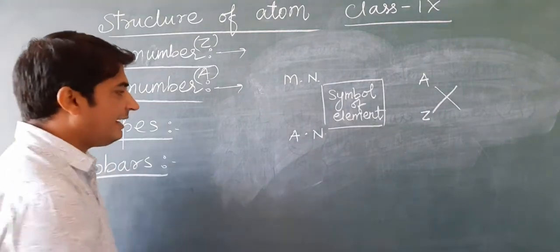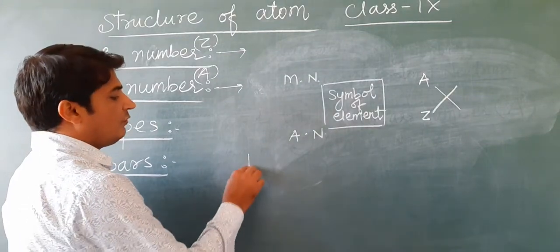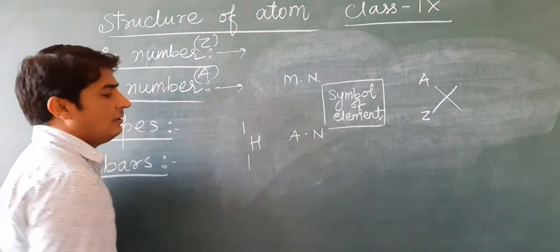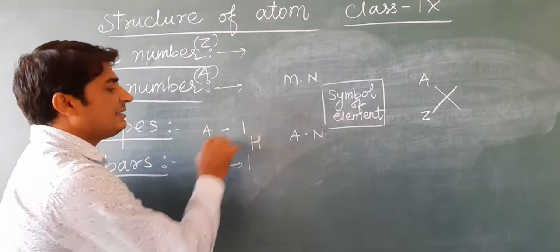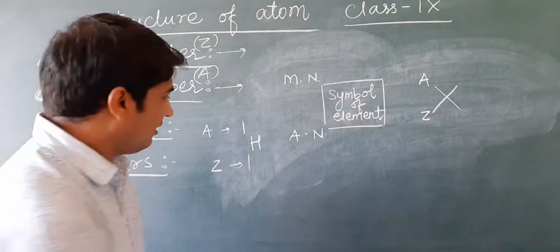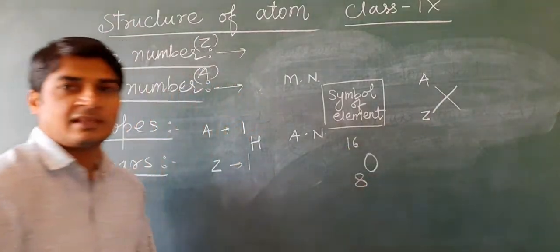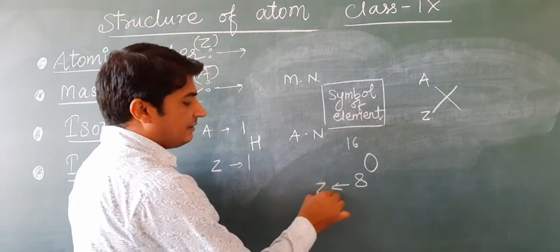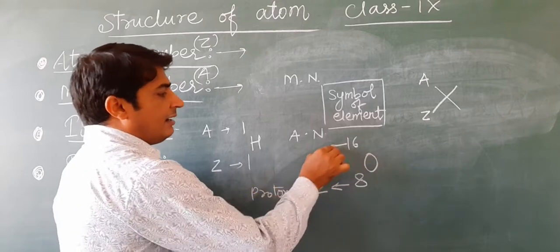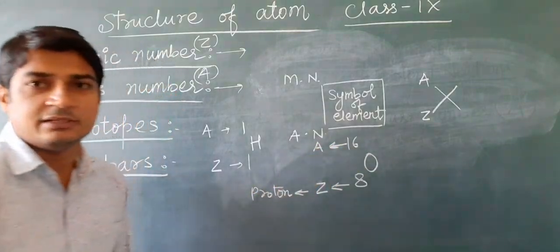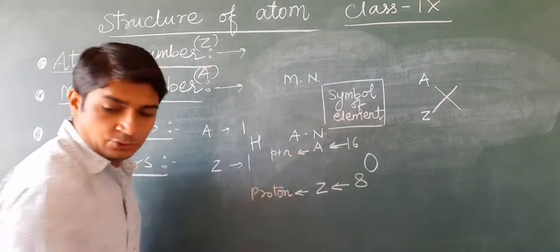Okay, how can we write it? For example, we want to represent hydrogen, so we can say 1H1. So 1 is the atomic number, this is the mass number. Okay, for example, 8O16. This is Z, or we can say this is the number of protons, this is mass number. Or we can say, what is this? This is proton plus neutron.